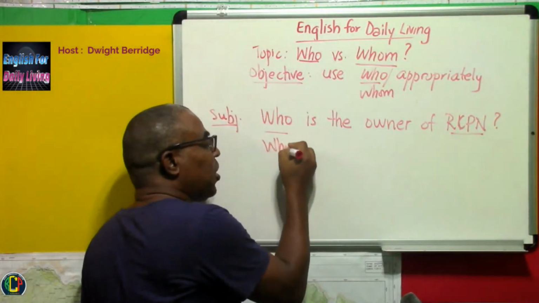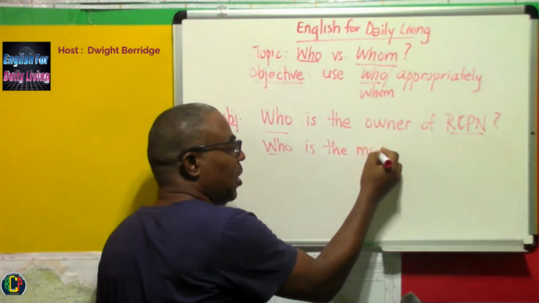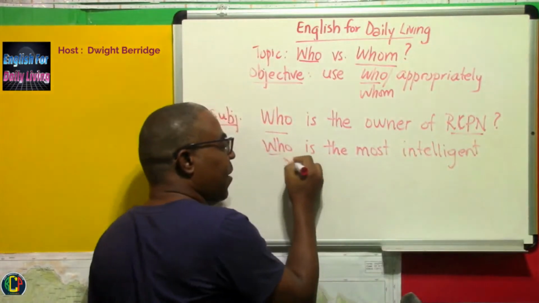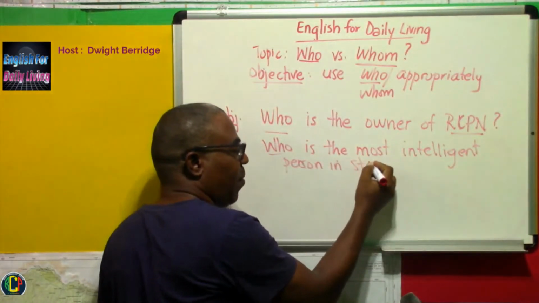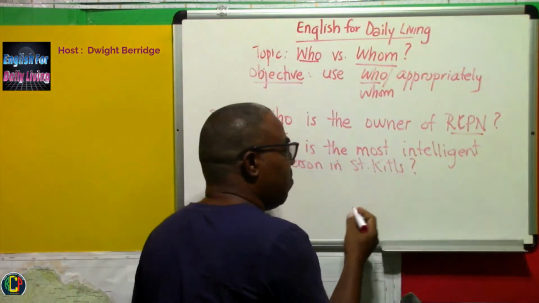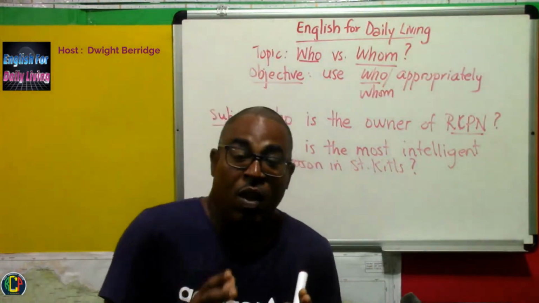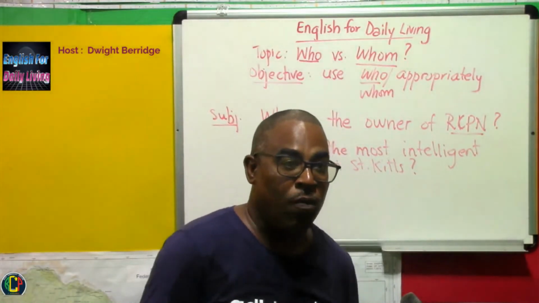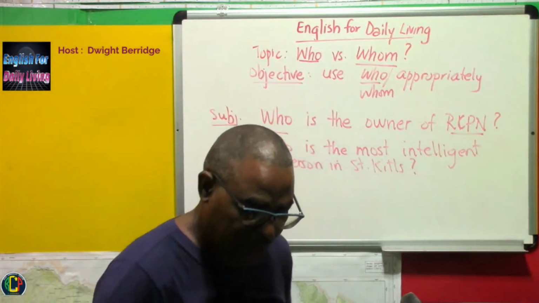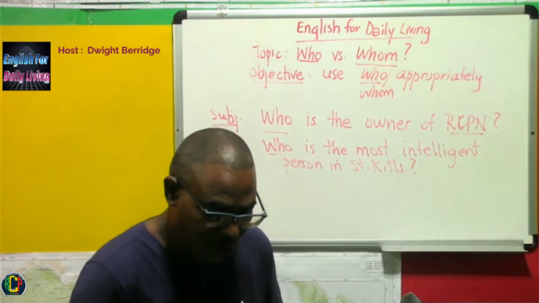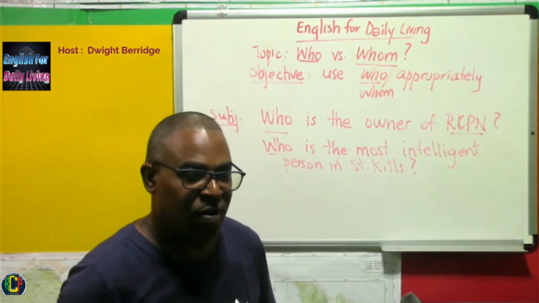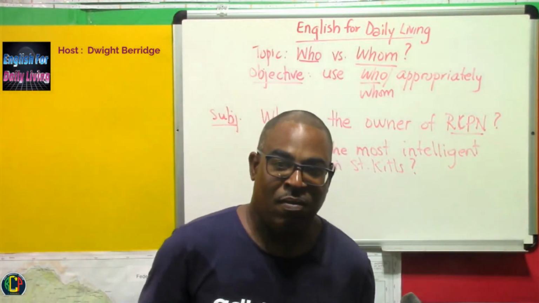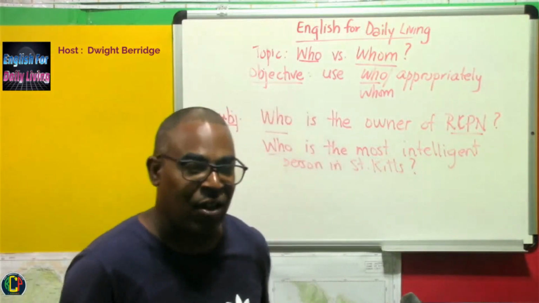Who is the most intelligent person in St. Kitts? Who is the most intelligent person in St. Kitts? If we're talking about the subject of the sentence, we use who. Who would you like to be on the team? Who made those beautiful cars? Who came to see me yesterday? Who is it? Who is at the door?